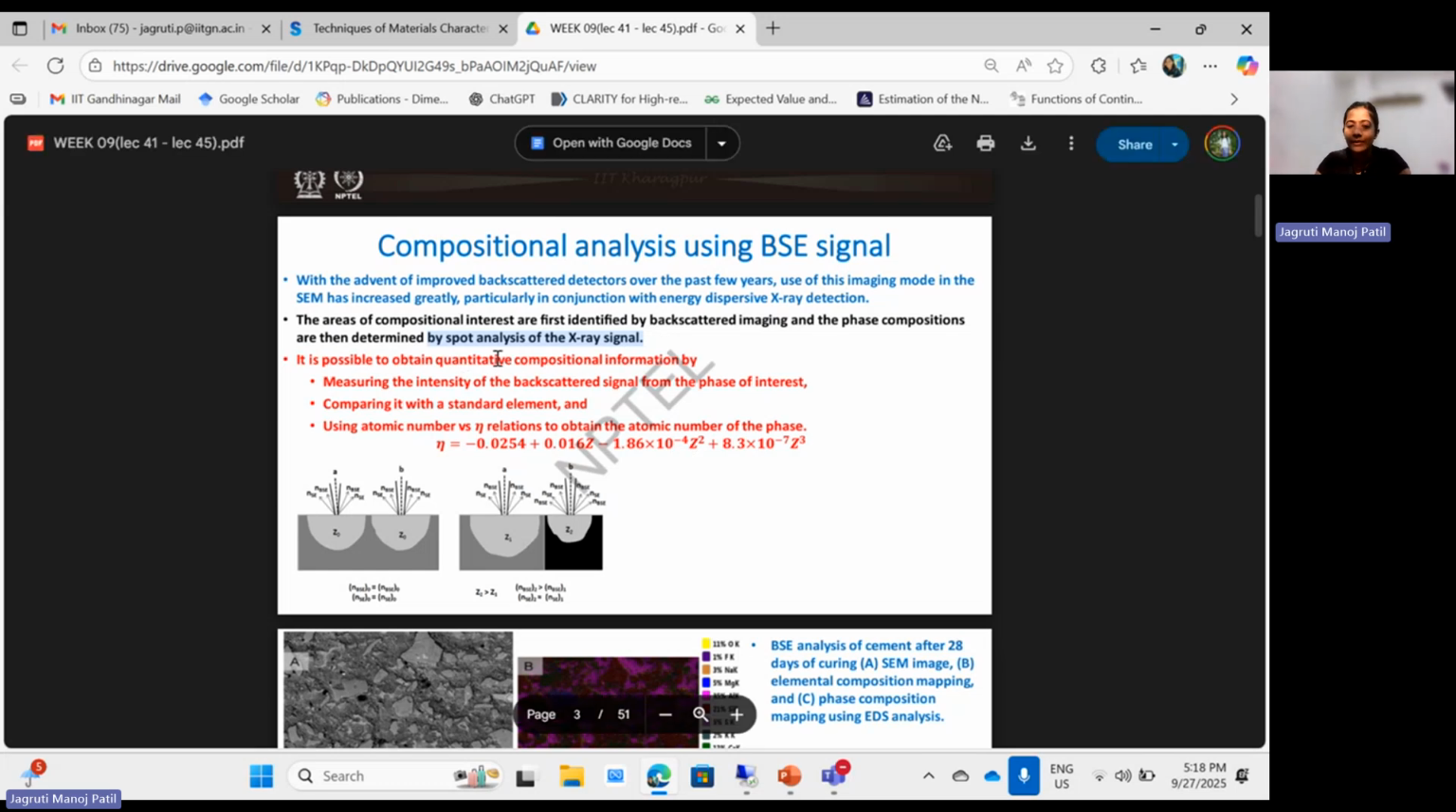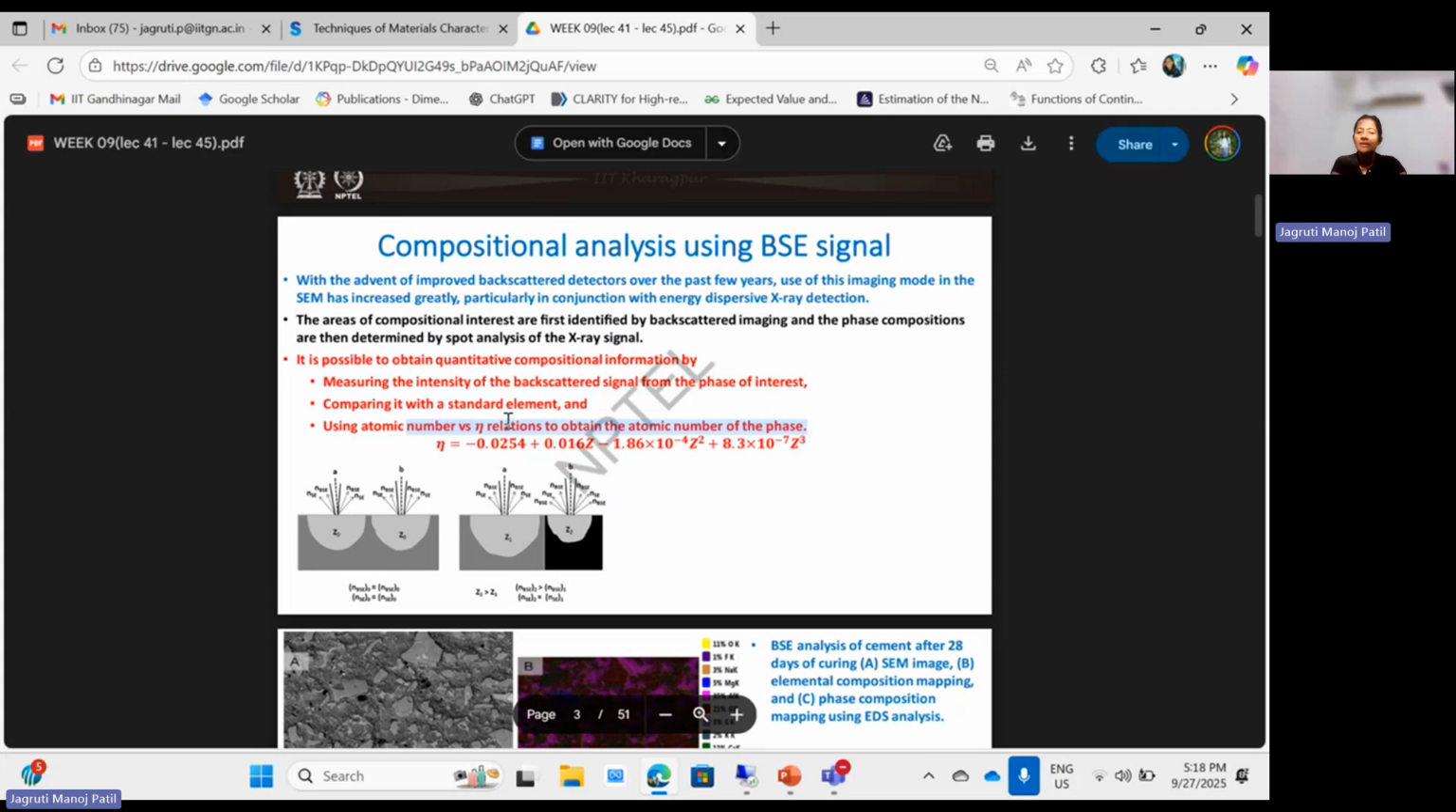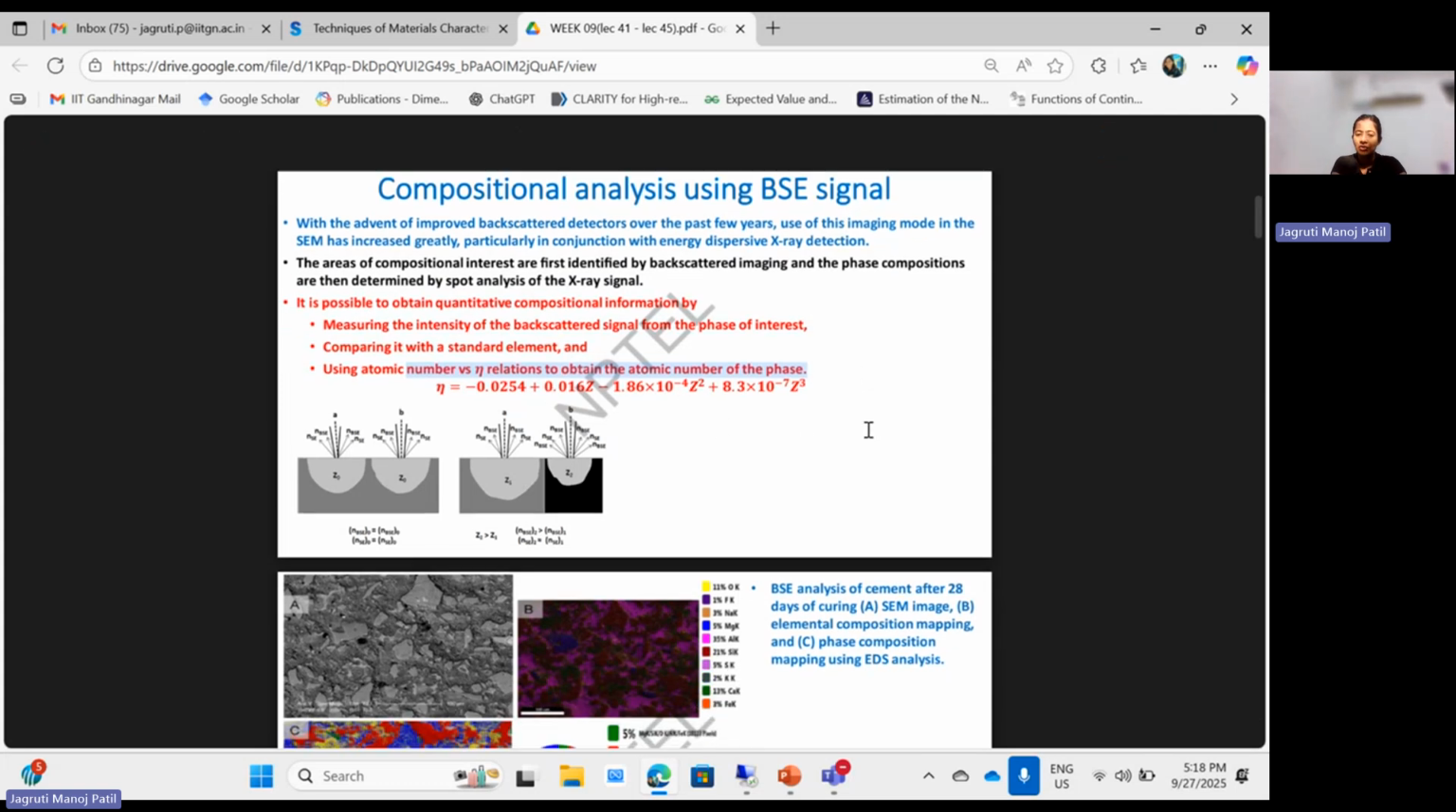Okay, so it's possible to obtain quantitative compositional information by measuring the intensity of the backscattered signal from the phase of interest, or by comparing it to a standard element, or using atomic number versus eta relationships to compare the atomic number of that particular phase. So you have linear, quadratic, and cubic relationships there.